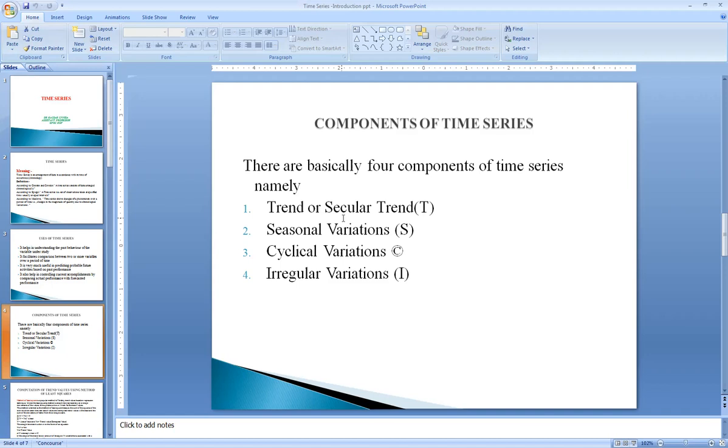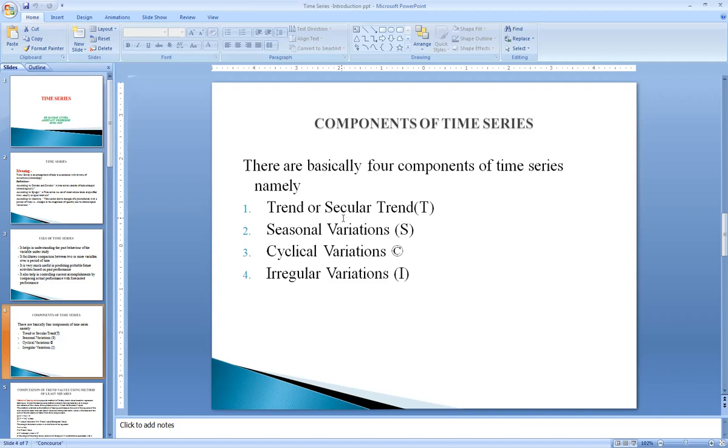So seasonal variations are variations which occur within a period of 12 months. We can look at the monthly production or the monthly sales. If the variations happen within a period of months, they may be due to weather conditions, climatic conditions, or the tastes and fashions of human beings. Such kinds of variations are called seasonal variations.